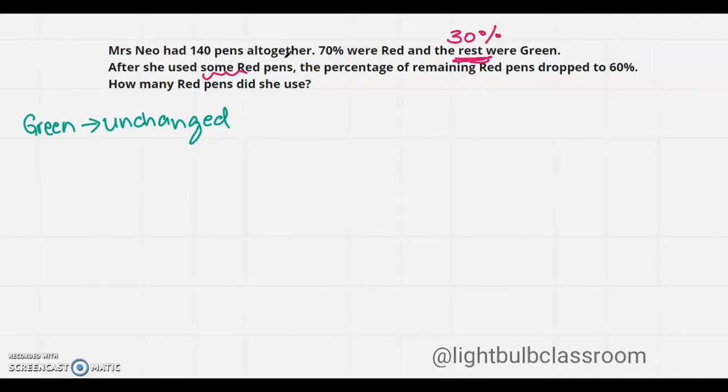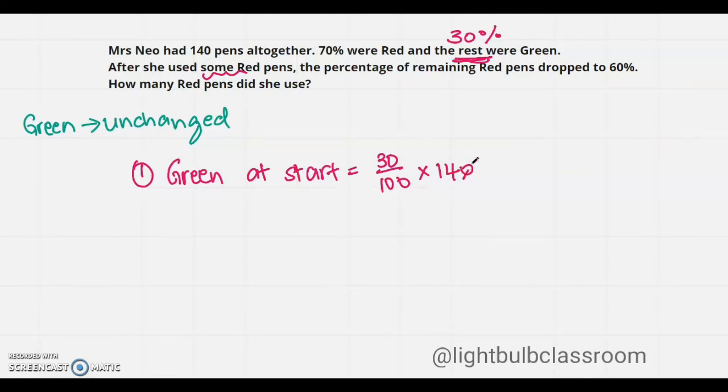If you have 140 pens altogether, 70% were red, we can first solve for the number of green pens at the start. This would be 30% of 140. So 30% times 140. Okay, so cancel, cancel, cancel, cancel. So 3 times 14 will be equal to 42, right?